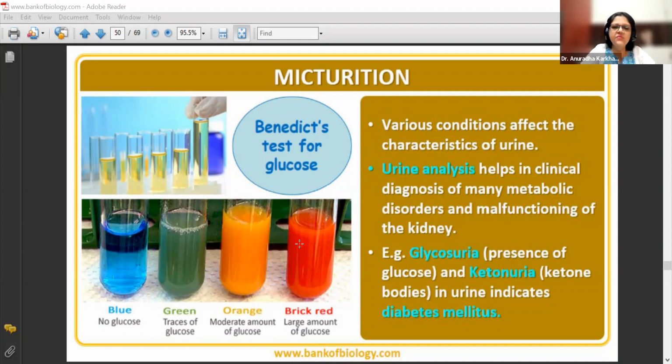These are the colors of urine after we have added Benedict's reagent to it. Benedict's reagent is a solution, a chemical. When you add this solution to the urine, if it develops a blue color, then that person is not suffering from diabetes. If it becomes green, that person is pre-diabetic or has just started with diabetes. If it becomes orange, then you can say that person is diabetic, of course, but is not going to have severe diabetes. And if it becomes brick red, then their sugar level is very high.